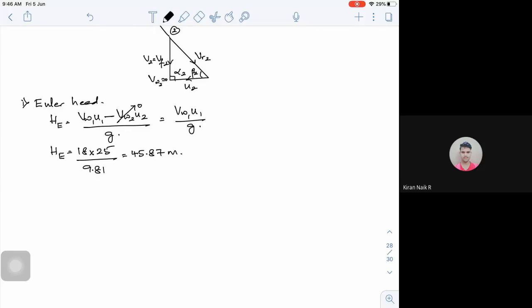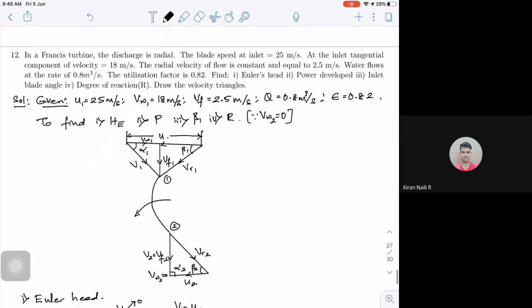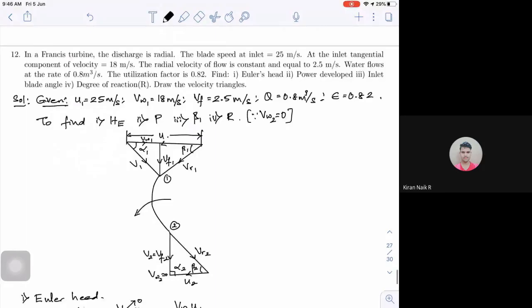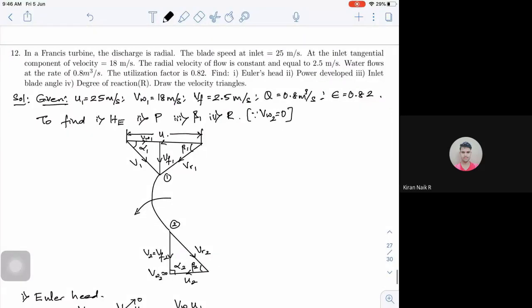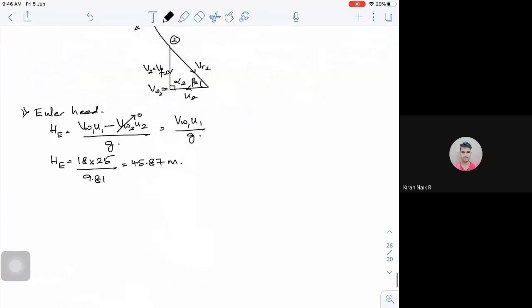Now, what is your power developed? Power developed is what? Mass flow rate, omega Q H. So omega Q H, if I do that, I'll be getting the power. Now, what is the H actually? H is nothing but the net head. If I take the efficiency as around 0.95, or maybe your overall efficiency, that's one way of doing it actually: omega Q H multiplied by your overall efficiency.